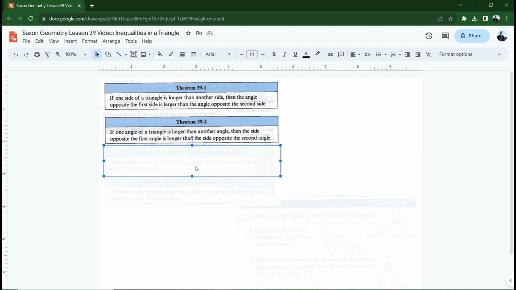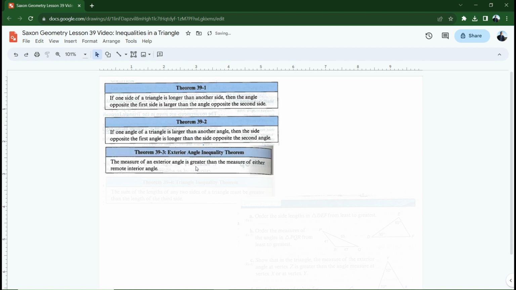Then, theorem 39.3. The exterior angle inequality theorem states that the measure of an exterior angle is always greater than the measure of either remote interior angle. You also remember we had an exterior angle sum theorem that stated that the exterior angle is the sum of the interior angles. Well, does it make sense that if you have to add two things together to make the exterior angle, it must be larger than either one of those two things because we have to add them together?